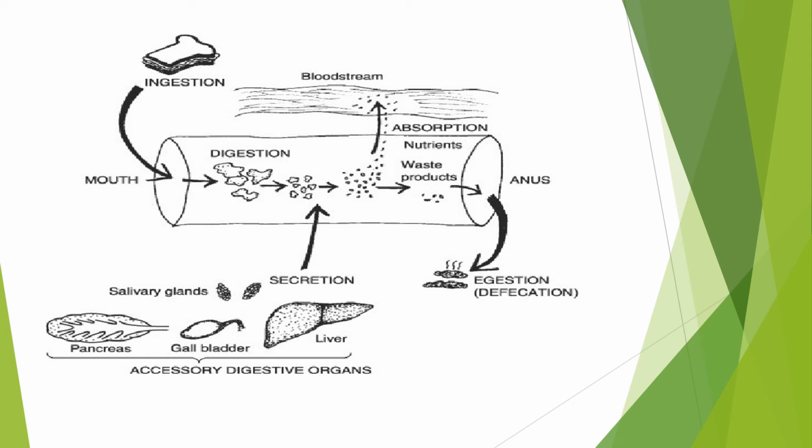Okay, in this picture you can see that ingestion is there through the mouth, and after that digestion occurs, and complex food is broken down into simpler food. You can see here the nutrients are absorbed by the bloodstream and waste products are eliminated through the anus, that is the process of egestion or defecation. And in between there is secretion also, as salivary glands, pancreas, gallbladder, liver, all the accessory digestive organs are secreting simultaneously during the digestion process, and before absorption these secretions are also added into the food.